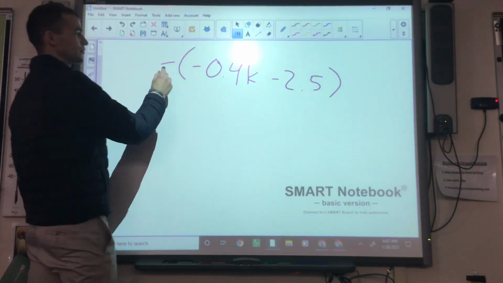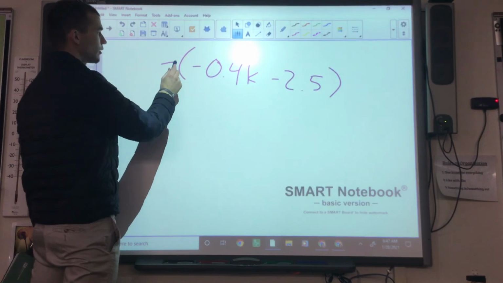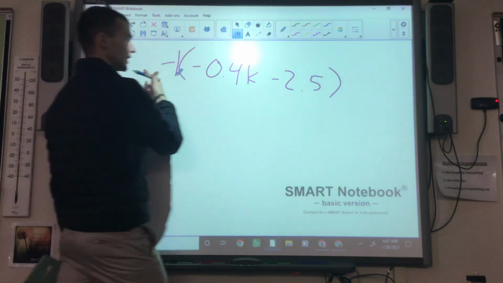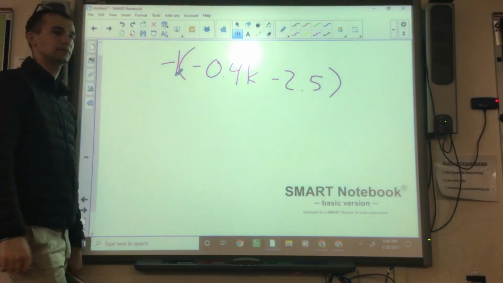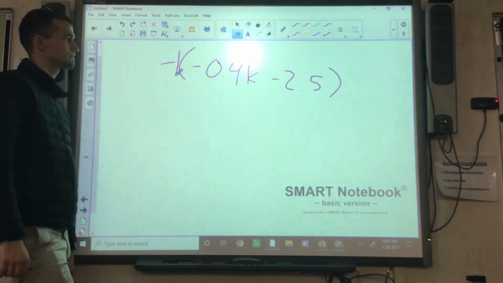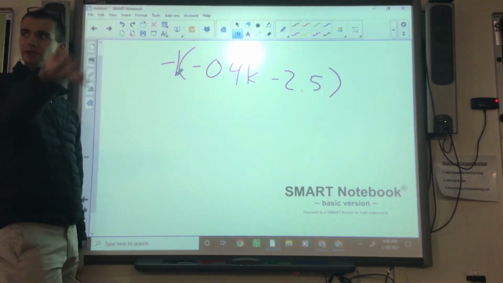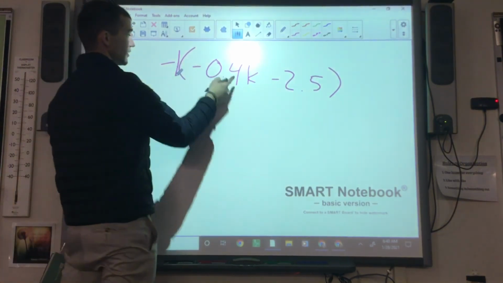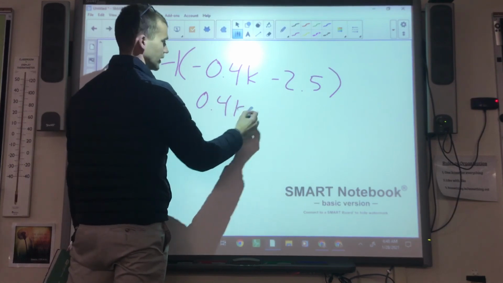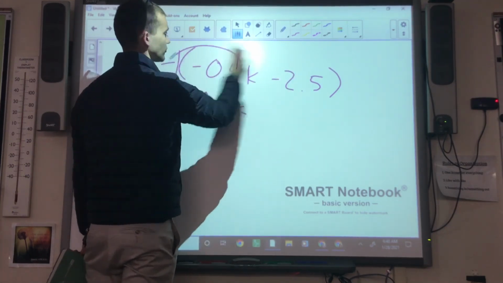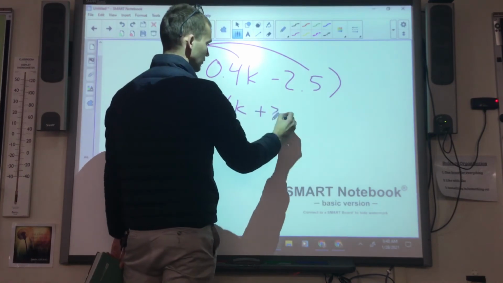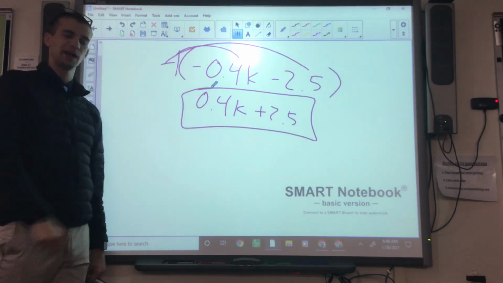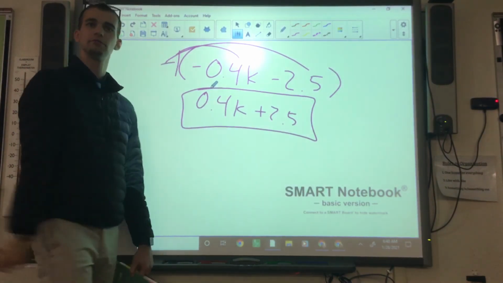Think about it. This is a negative. It's really just a negative what? It's a negative 1 that you're distributing. So what would happen if you distribute a negative 1 to each of these? Oh, you just make everything positive. Yeah, anything that was negative becomes positive. Anything that was positive becomes negative. Negative times a negative? Okay, well, that's 0.4K. Negative times negative? All right, well, that's plus 2.5. That was easy.